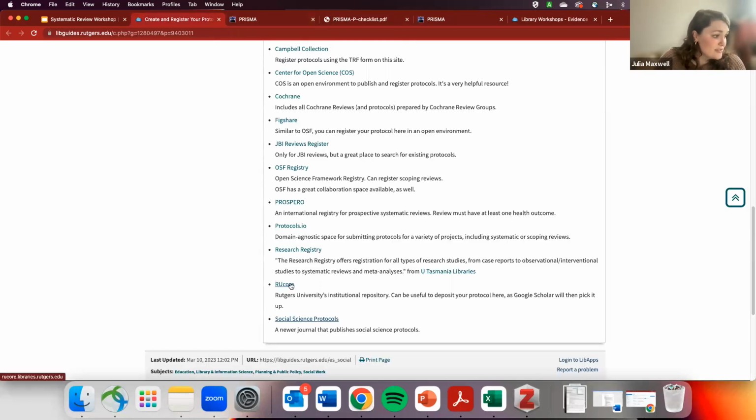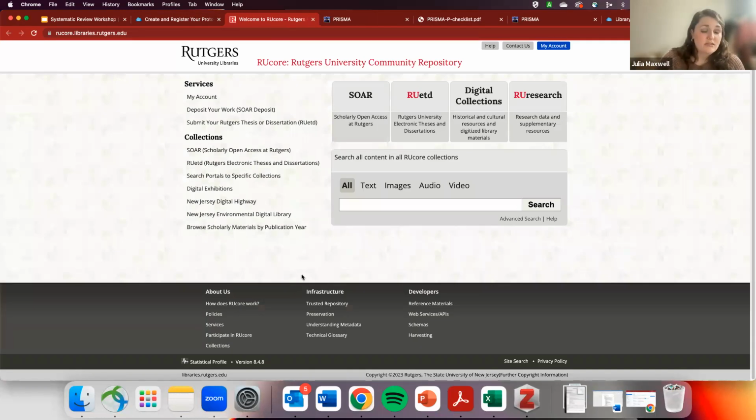And lastly, you can always just register in RU Core, which is Rutgers' institutional repository. I haven't seen anyone do this, but I've been talking to a lot of librarians about it. The reason this might be useful is that RU Core and most other institutional repositories are crawled by Google Scholar. So anything that you register in an institutional repository shows up in Google Scholar, unless you embargo it, which is also a possibility, but that's more if you're doing a dissertation.